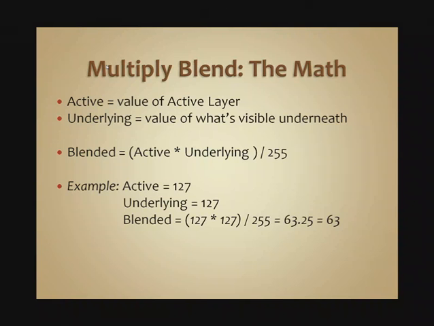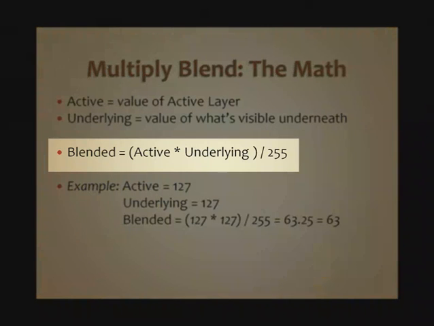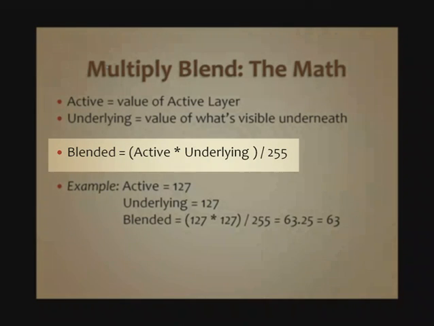So far, the math's been pretty simple. It's pretty basic for the multiply blending mode too. Active is the value of the active layer. Underlying is the value of what's visible underneath the active layer. Let's keep this example simple. Let's assume we have an RGB image, and let's assume it's in 8 bits per channel. That means each channel can take on values ranging from 0 to 255. Photoshop's going to do the comparison pixel by pixel, and for each pixel, separately channel by channel. The result of the blend is the active value times the underlying value divided by 255.